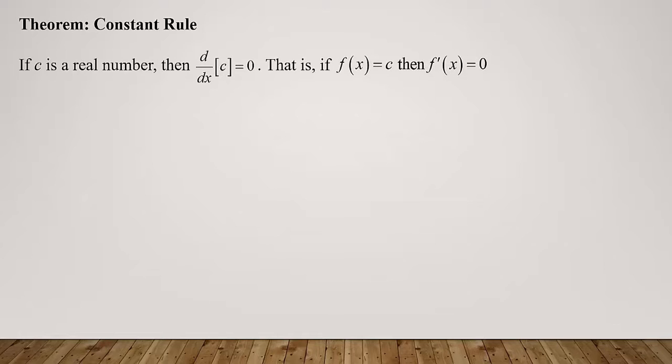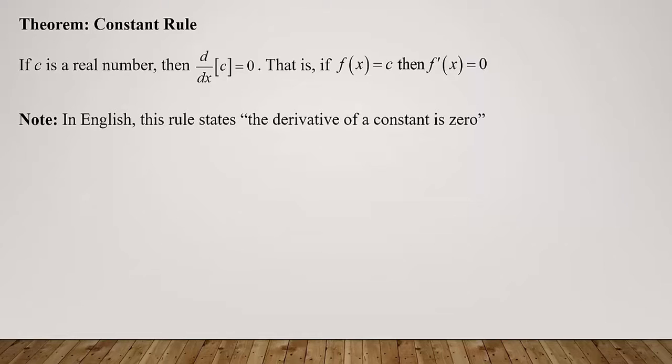The constant rule says if c is a real number, then the derivative with respect to x of c is 0. That is, if your function f of x equals c, then f prime of x equals 0. In English, this rule simply states the derivative of a constant is 0. It's probably the friendliest rule we could have.